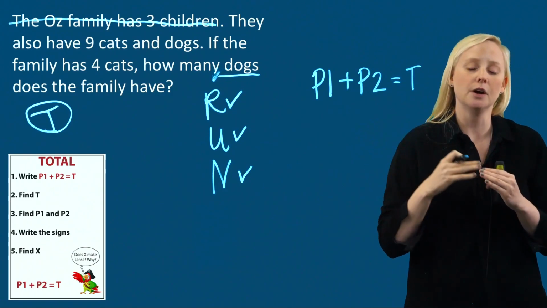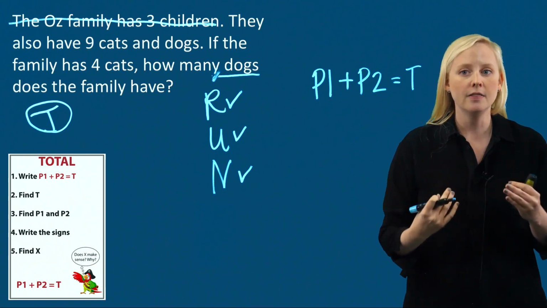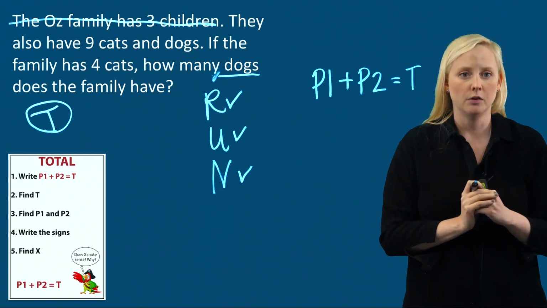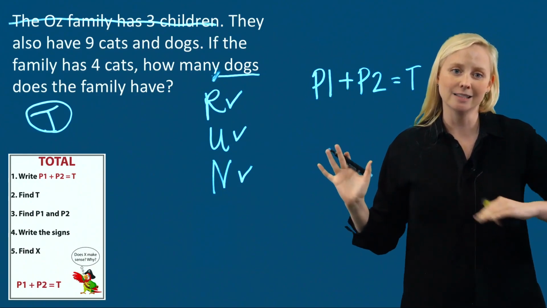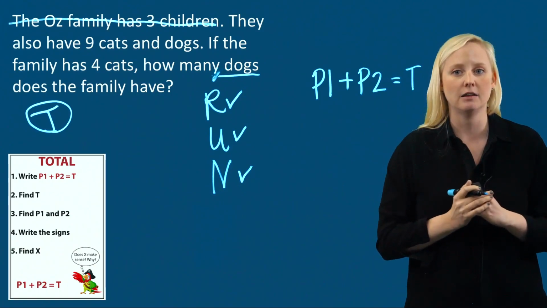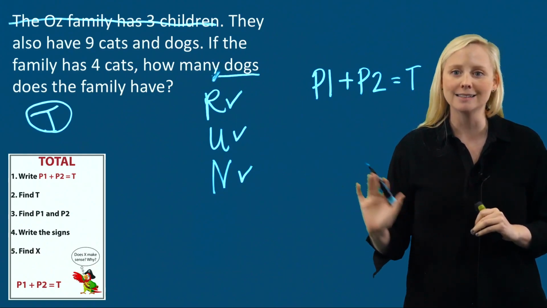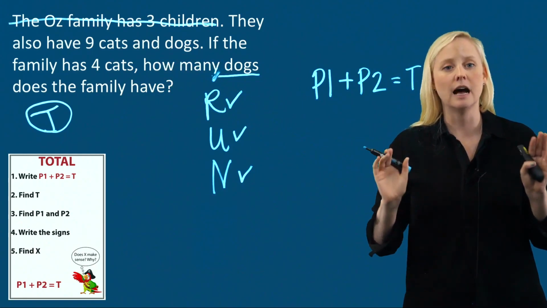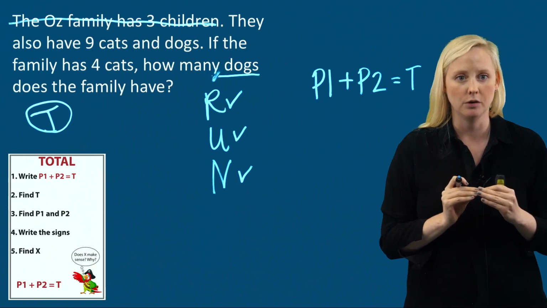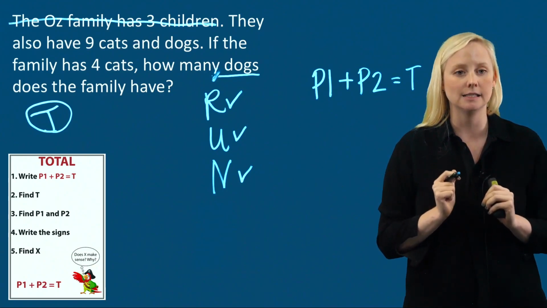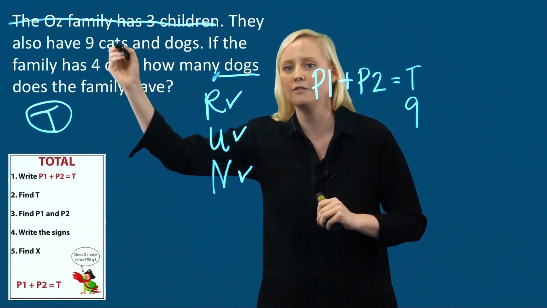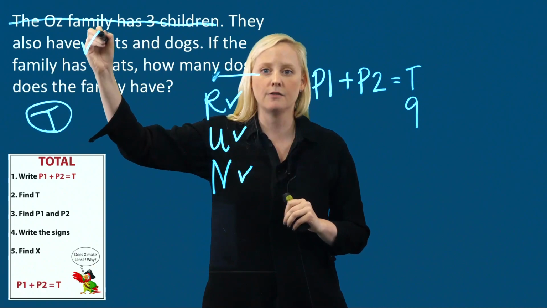Now, sometimes we know the total and sometimes the total is missing. In this problem, it says they have 9 cats and dogs. So we know our total. We know that they have cats. We don't know how many dogs they have. We know they have 9 cats and dogs together. 9's not just talking about cats, and 9's not just talking about dogs. 9's talking about cats and dogs together, so we know that we have our total. Our total of cats and dogs together is 9. I'm going to write 9 under T. I'm also going to cross off the 9 to let me know I've already used that number.